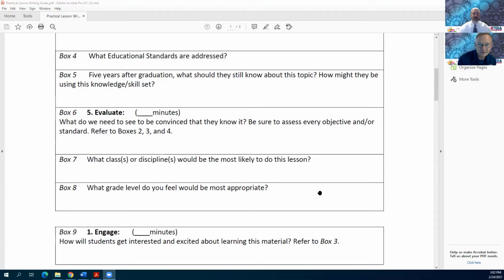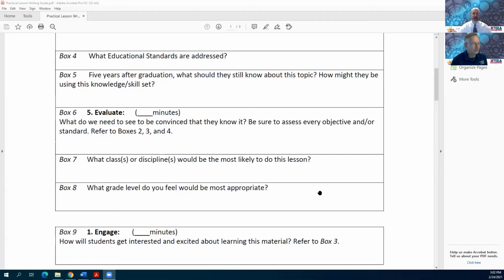What's this system called, this way of doing curriculum development? Let's see. Is it forward design? No, backward design. Yes, this is a backwards design model. We do the evaluate section first because we set our target, and then we write the lesson toward that target.